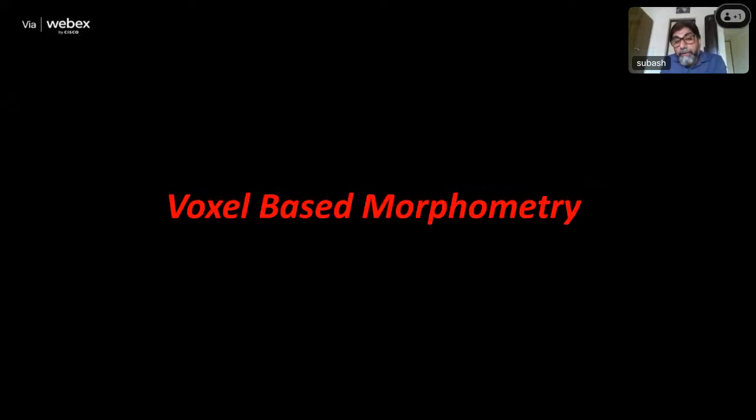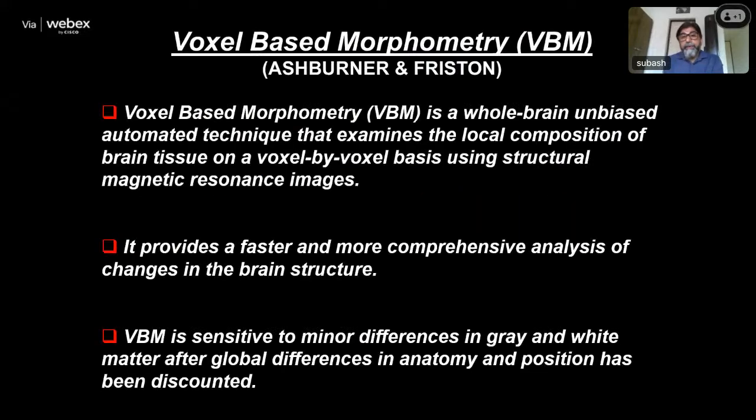Then after this, I will go to a second technique, which is called voxel-based morphometry. Voxel-based morphometry is a whole brain, unbiased, automated technique that examines the local composition of brain tissue on a voxel to voxel basis using structural magnetic resonance imaging. We discussed what a T1 weighted image is in our second lecture. I also told you, T1 weighted images are very good for anatomical details. T2 weighted images are very good for pathological details.